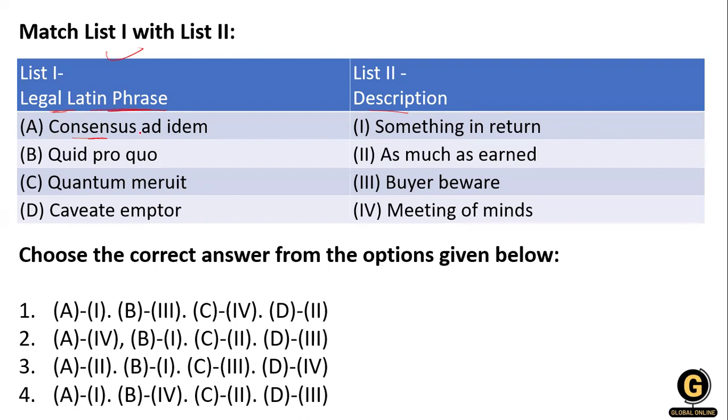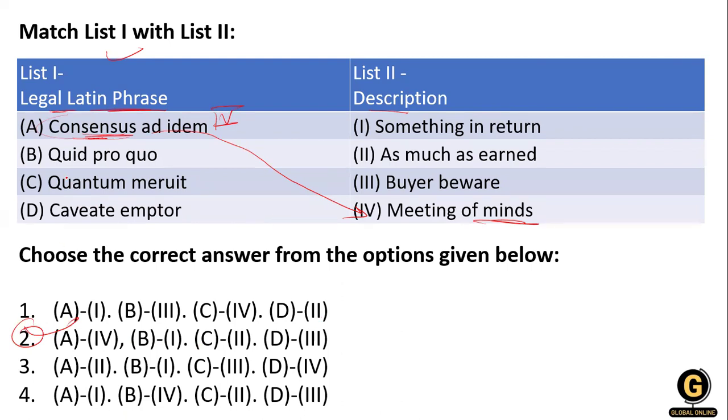Consensus ad idem. Consciousness is related to your mind. You can remember this: consensus ad idem is related to your mind, so that is a meeting of minds. Clear? So here we get the answer.